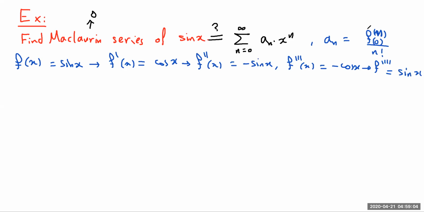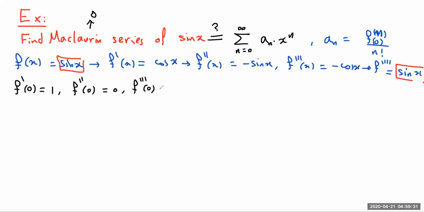Now here I will come back to my first function. Okay, I need everything at 0. So let's write what is f derivative at 0. It will be cosine 0, which is 1. F second derivative at 0 will be 0. F third derivative at 0 will be minus 1. F fourth derivative at 0 will be sine 0, which is 0, the same as f(0).